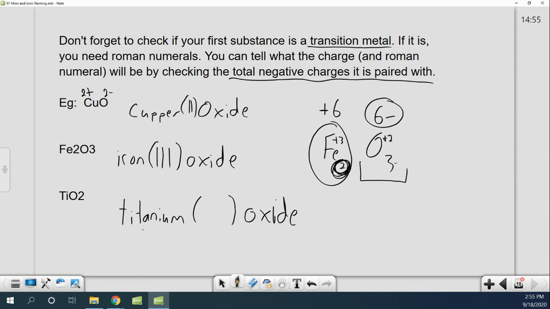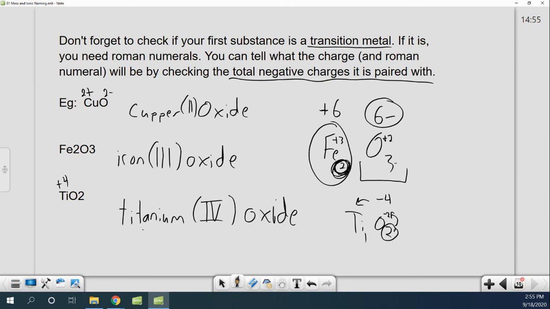All right, so let's step through it. I got titanium, I got oxide. I know oxygen has a charge of -2, but I have 2 of them. So my total on this side is -4, which means titanium would have to be, well, there's only one of them, so titanium has to be a +4 charge in order for this to balance. So that's a titanium 4 oxide.